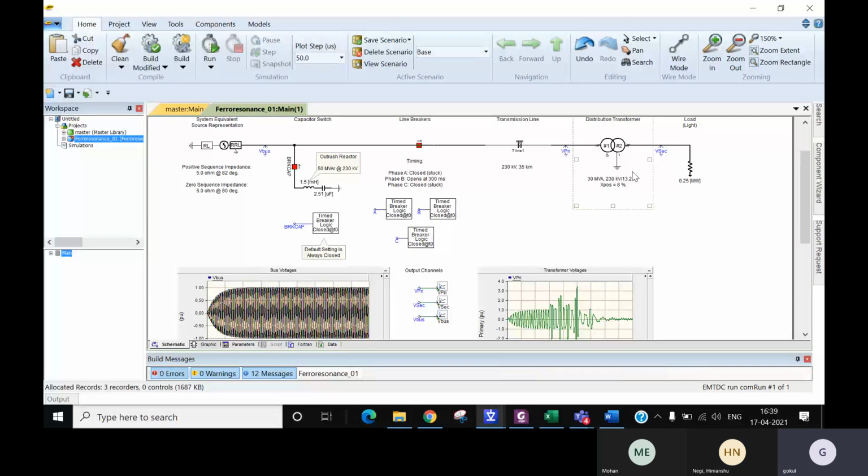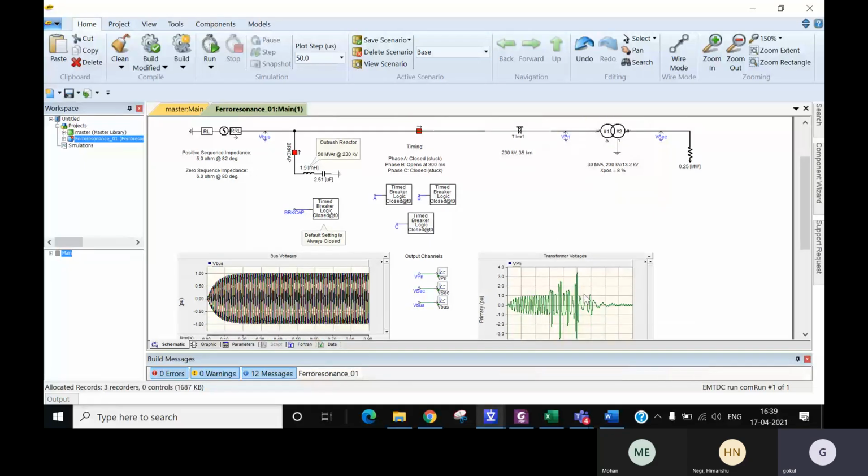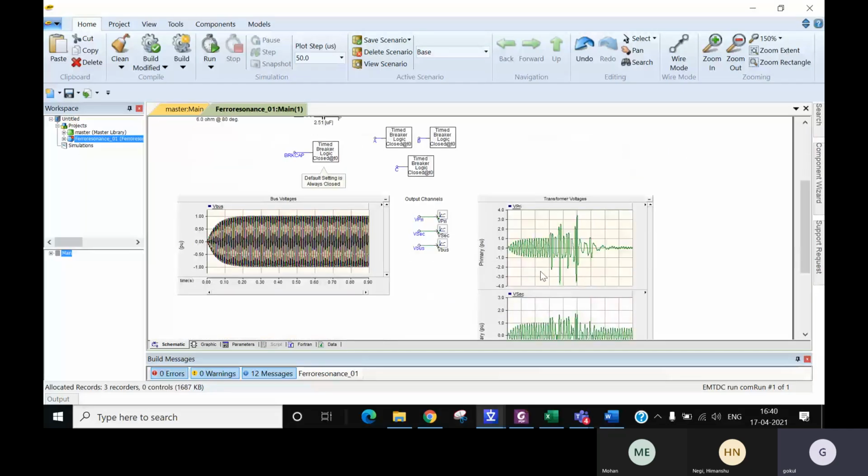The second one is you can increase some losses. You have to play with some losses so that you can mitigate the overvoltage. This is in per unit, and it just went up to 3.5, I think. So the second mitigation technique is to increase some losses. If you increase the transformer loss, you can control the overvoltage.